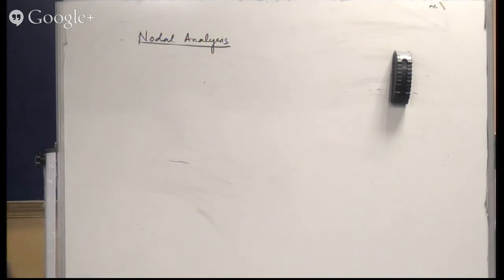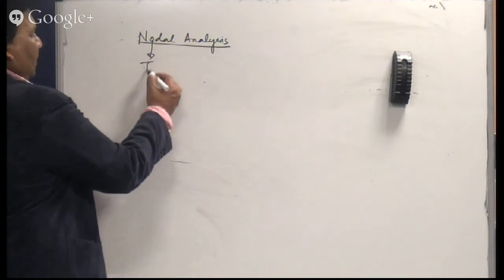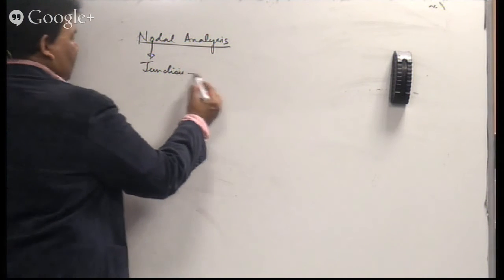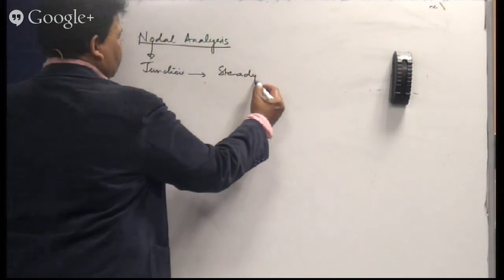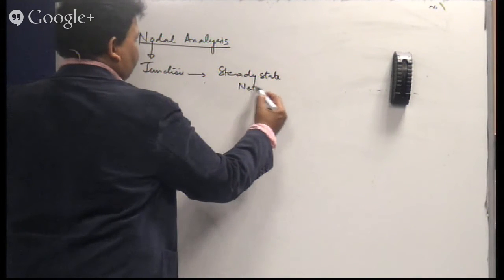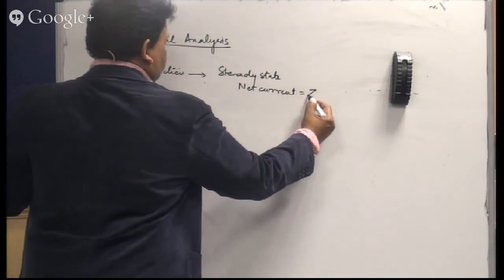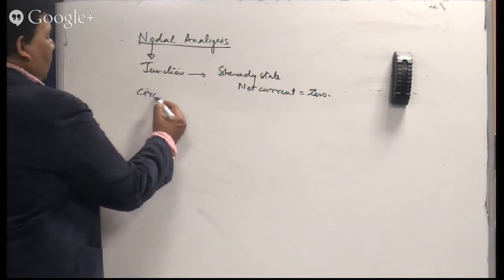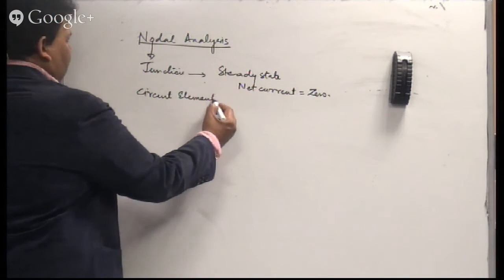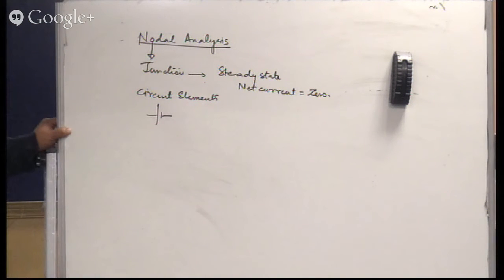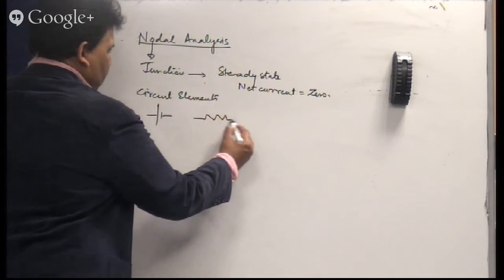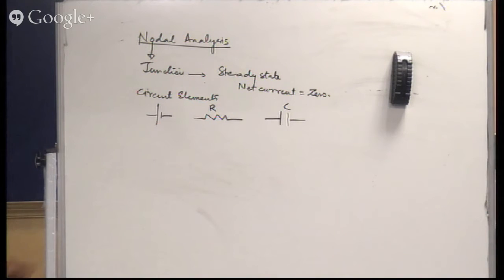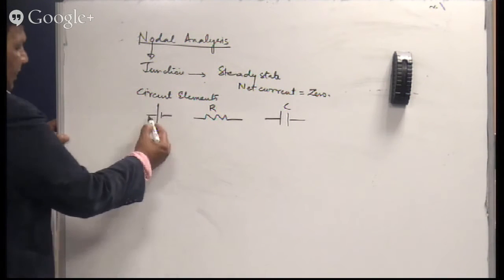Let's first understand what this method is. By the way, node is also called a junction. Now, what have you heard about junction? I told you in a junction in steady state, the net current is zero. We will use this. Which circuit elements are there? Like battery, and what else? Resistance, capacitance, then the inductor comes, we will do that later. These are the three. Take this as plus, this as minus.